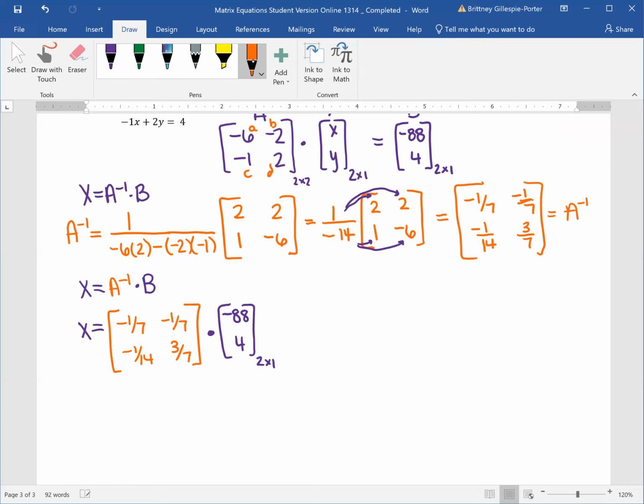And I know that you're thinking we still should have an answer because she's come this far, but always double check that you can do your multiplication by comparing your dimensions of what you're trying to multiply. A was a 2 by 2, A inverse was a 2 by 2, B was a 2 by 1. Middle terms are good, which means that our result will be a 2 by 1.